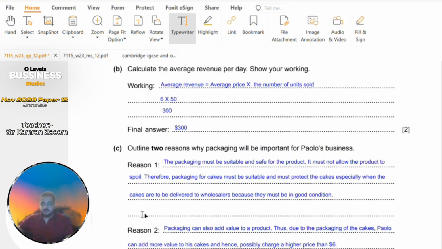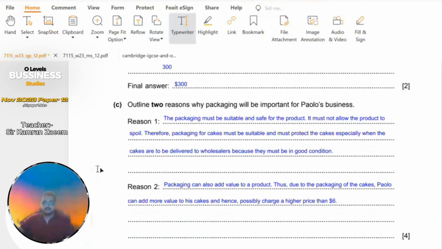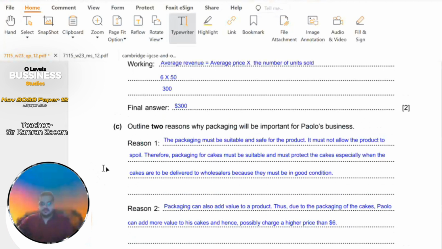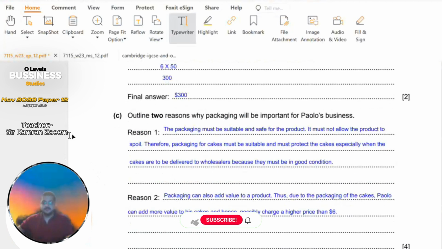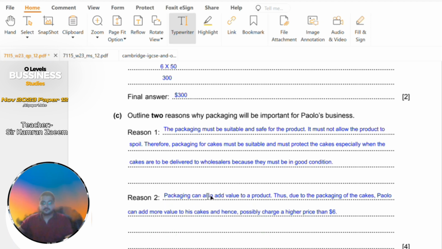Okay, then part C. Outline 2 reasons why packaging may be important for Paolo's business. So as you can see, this is a 4 mark question. We have 8 lines and 4 lines per reason. Okay? So reason 1 must be within these 4 lines, and then reason 2 must be within these 4 lines.